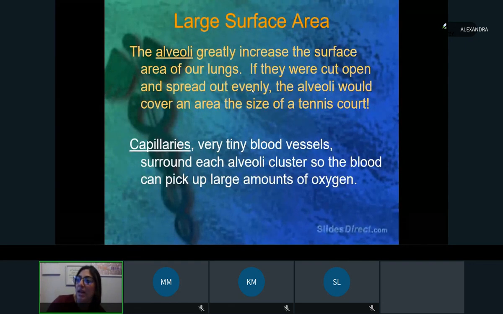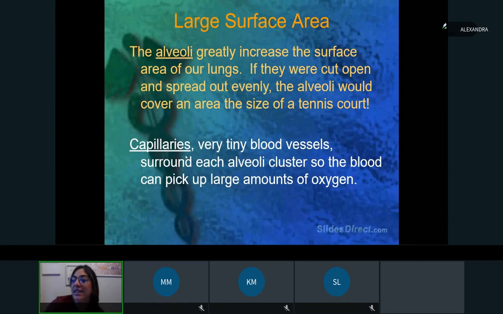If they were cut open and spread out evenly, the alveoli would cover an area the size of a tennis court. Now that is really amazing to think about. If we were to open up all the alveoli and lay them flat, that's the surface area. So that's how much oxygen is reaching every time.